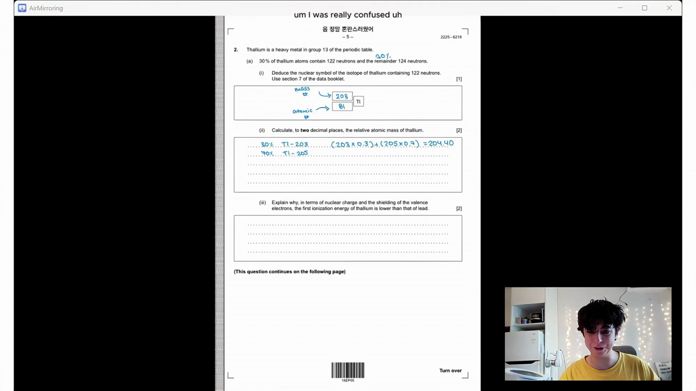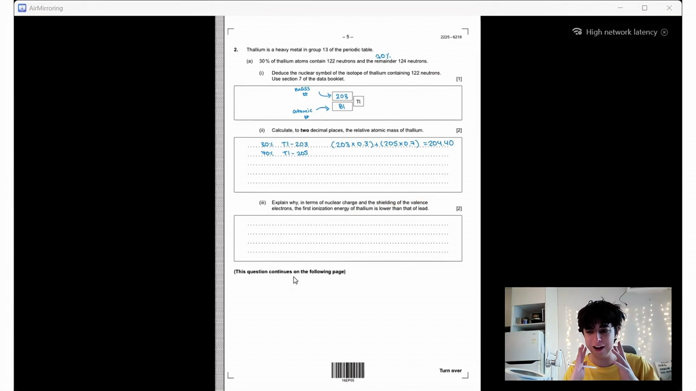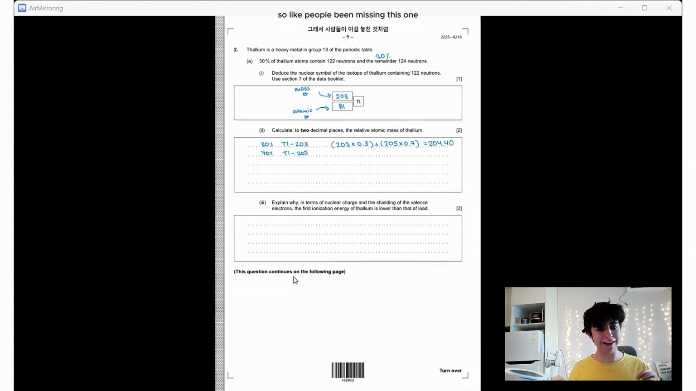I was really confused. So this third part is going to be explain why, in terms of nuclear charge and the shielding of the valence electron. That's new. Normally, they don't get that specific in the question. People have been missing this one? I don't know. Normally, you just have to know that. But anyways, in terms of those two things, the first ionization energy of thallium is lower than that of lead.